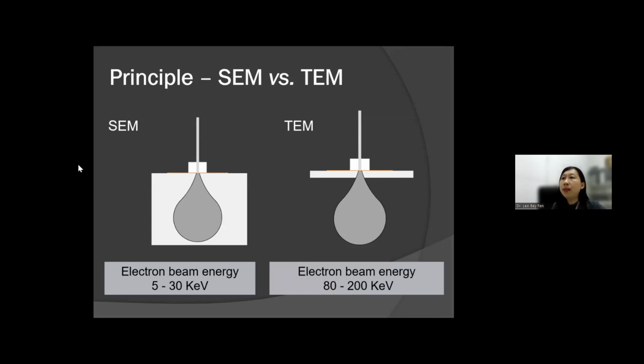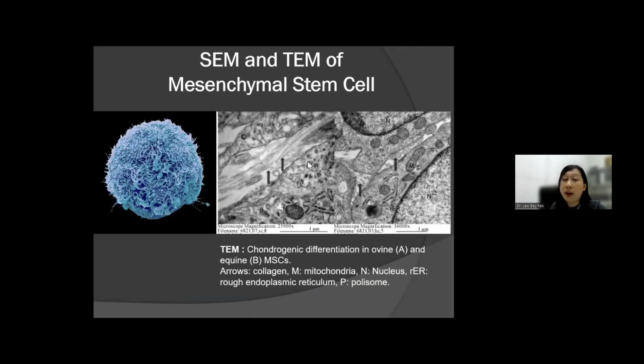The difference between the SEM and the TEM: SEM is excellent for studying the surface morphology of the sample, and normally the operator uses 5 to 30 keV. However, the TEM uses an electron beam of 80 to 200 keV, higher keV, because it is used to study the ultrastructure of the samples, so the electron beam has to pass through the sample.